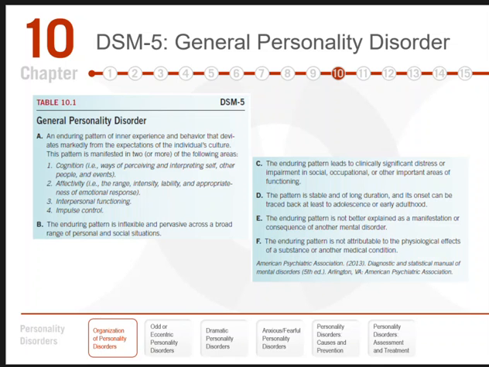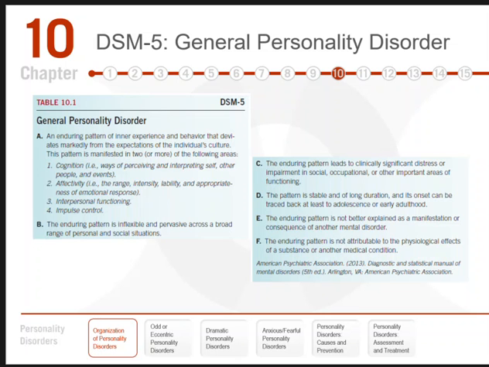Again, you can see it: inflexible, enduring, pervasive. Pervasive means it continues over a long period of time. It's not like you had a bad day. You have a bad day every day, pretty much, maybe more than five days a week. Or someone else around you has a bad day because of your behavior. And it's a broad range of personal and social situations.